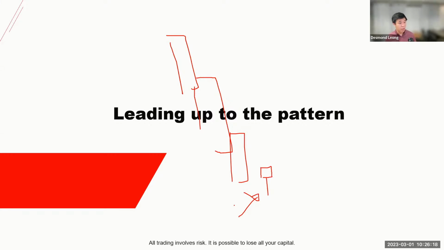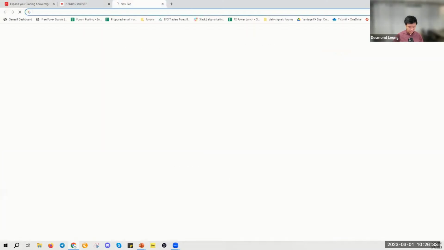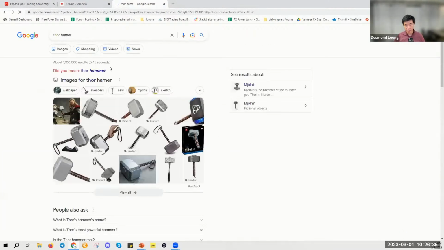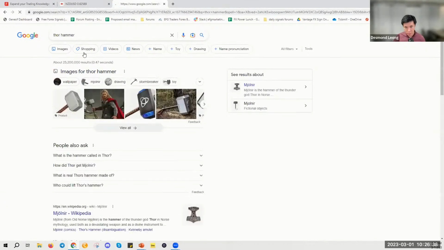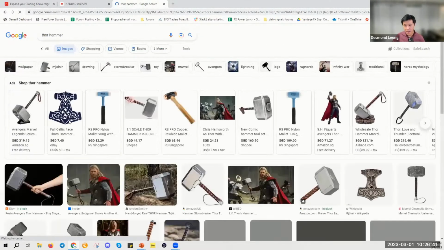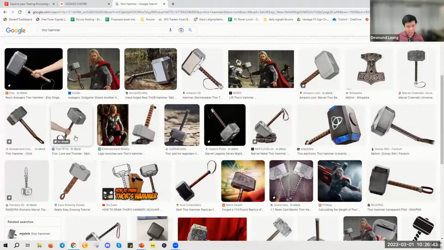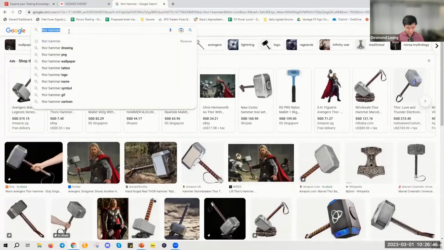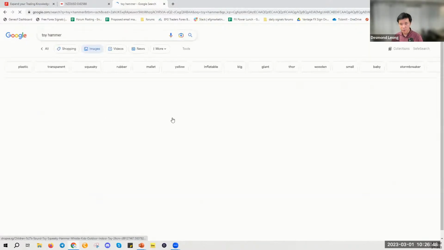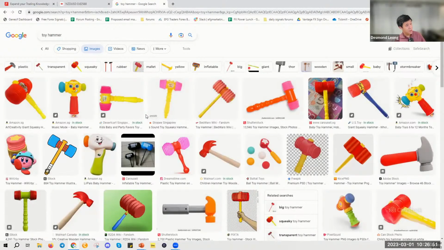You are going to war with this little hammer, trying to say that a reversal is going to happen. You can go with the hammer of Thor, for those of you who are familiar. I think it's called Thor hammer. You can go with this hammer over here, which gives you a high chance of winning the battle. It's a big hammer. Or you can go with a toy hammer, and it looks something like this. You're not going to win any wars with this hammer.